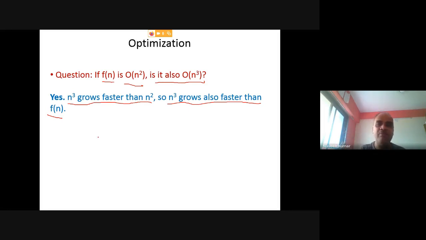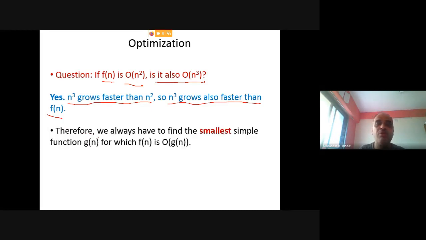So any higher term, even if you take order of n power 4, also has a higher growth rate. So f(n) should always be less than or equal to that order n4. So that is also correct. So there is a lot of confusion now, right? If there are a lot of such possibilities, what will we choose? We will always look for the smallest possible g(n) function as an approximation, right?